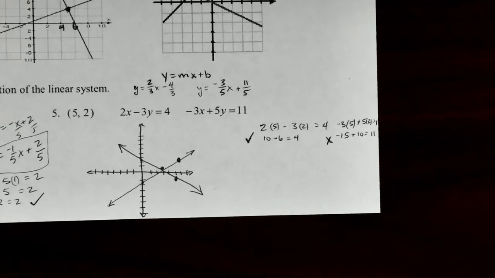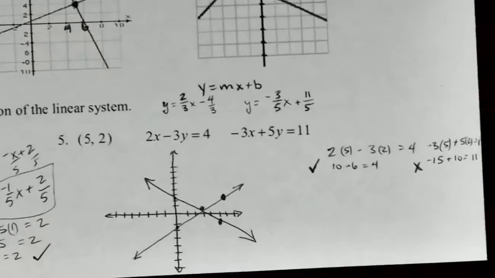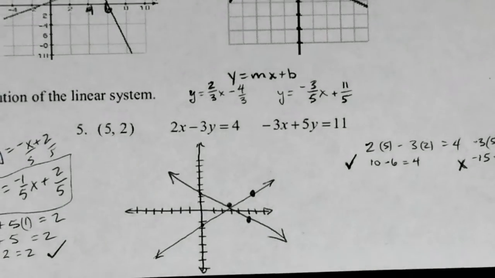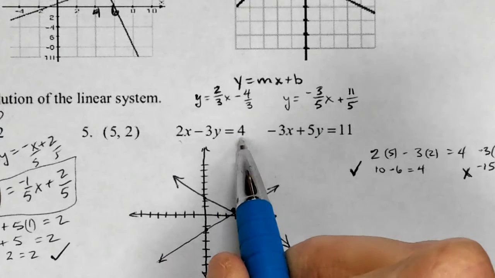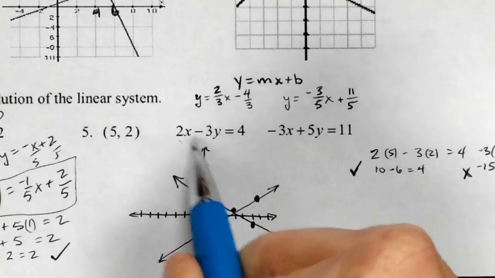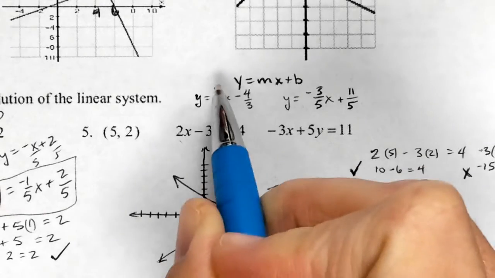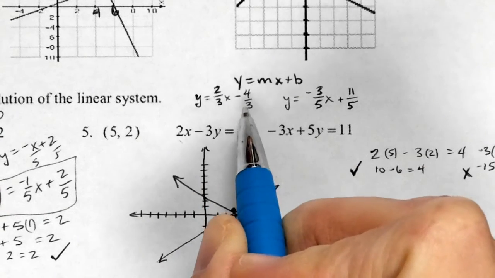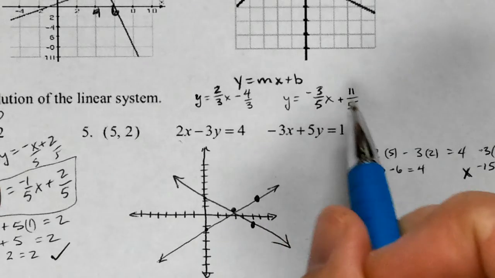All right, so if you look at my paper here, what I've done is I've solved both of these for y. I've put them both in y equals mx plus b form. So the first step to do that is to subtract 2x on both sides. Last step is to divide by the coefficient, divide by a negative 3. So I got y equals positive 2/3 x minus 4/3. And then I got y equals negative 3/5 x plus 11/5.